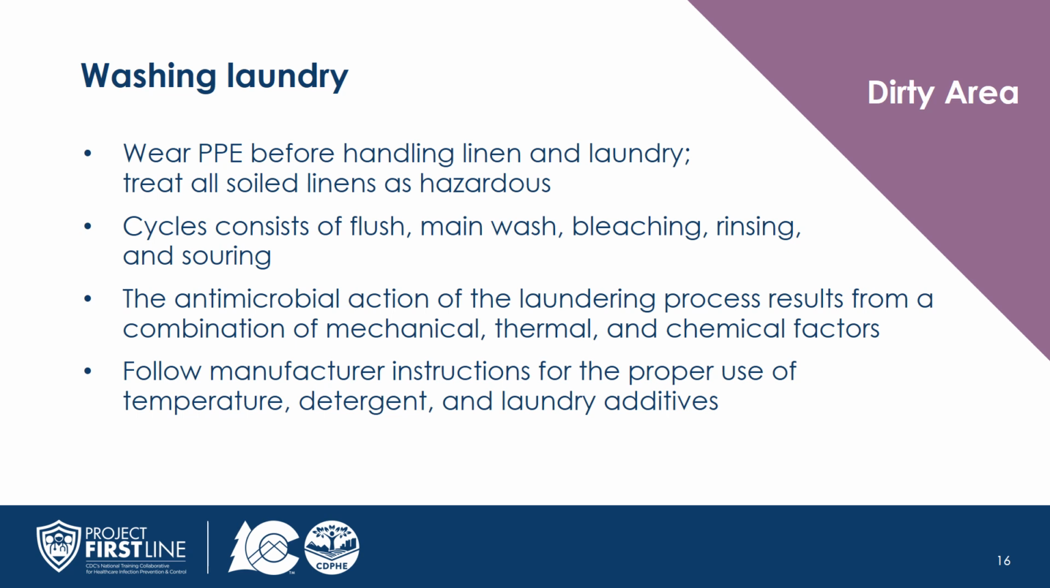Laundering cycles consist of flush, main wash, bleaching, rinsing, and souring, which is when a chemical is added to clothing during the final rinse cycle of a washing machine to lower the pH of the water and to assist with the removal of detergents and rust stains. Souring also inactivates some microorganisms and reduces the risk for skin reactions among patients.